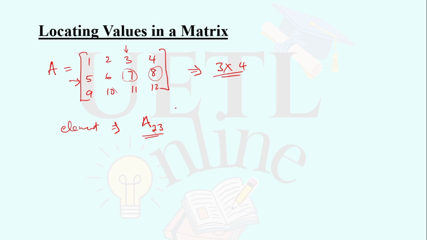So the first thing is you look at the rows, then you look at the columns. In this case you can represent it as the matrix name, and this I represents rows and this J represents columns. So this is the way you should locate values in a matrix.